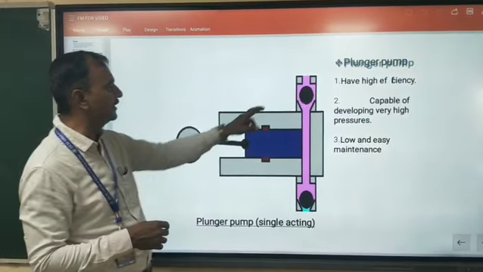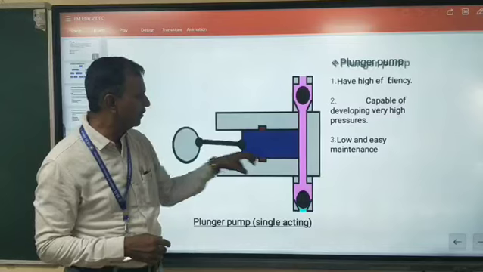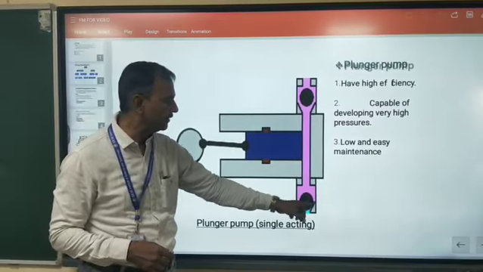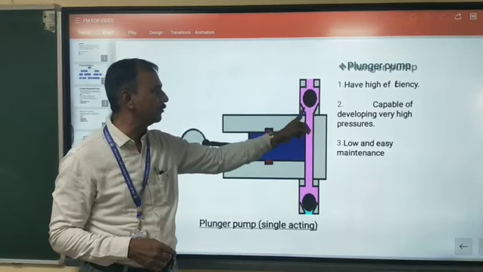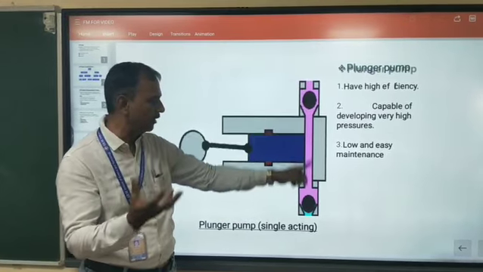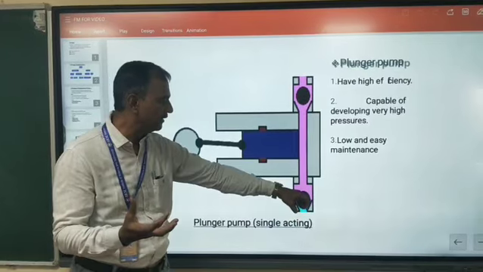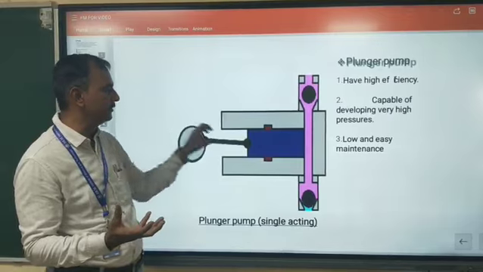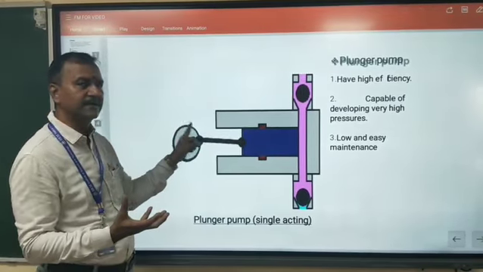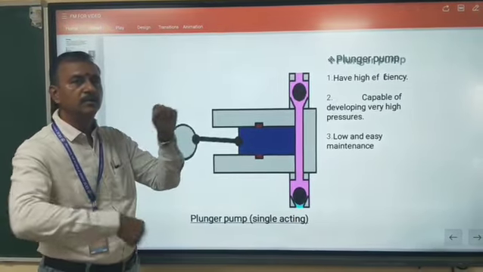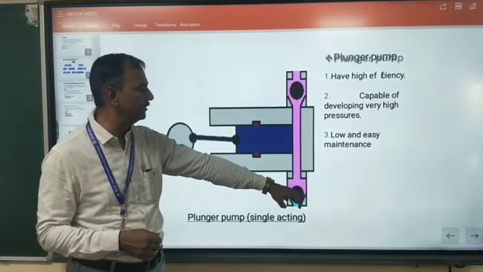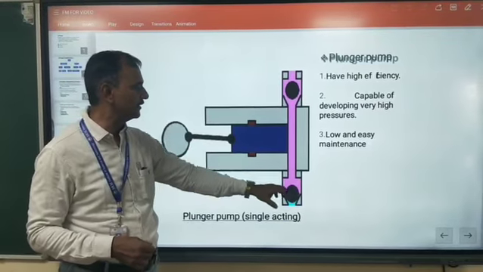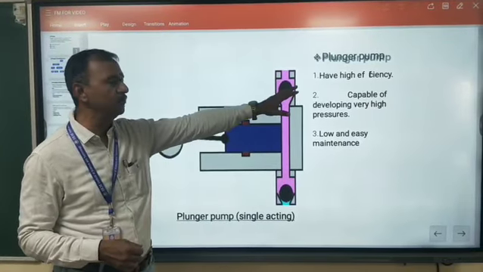Another type is the plunger pump. It is similar to a piston cylinder, where you imagine something like a spherical ball. The piston moves to and fro with respect to the cylinder by means of a crankshaft, when you give some rotary motion. During the suction, it sucks the liquid; this valve will be open and this valve will be closed.